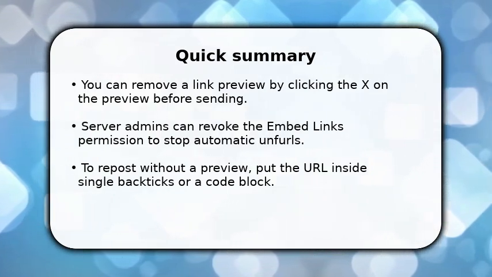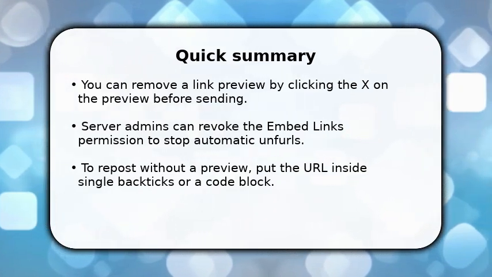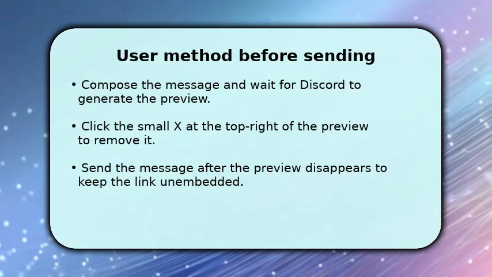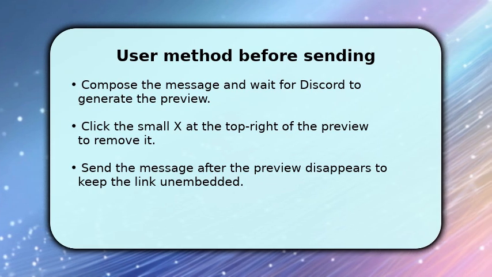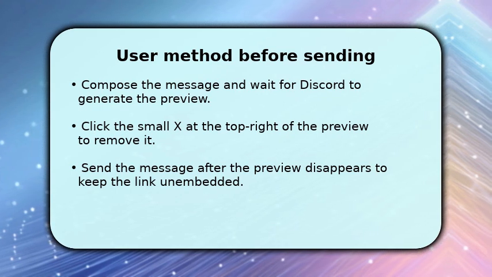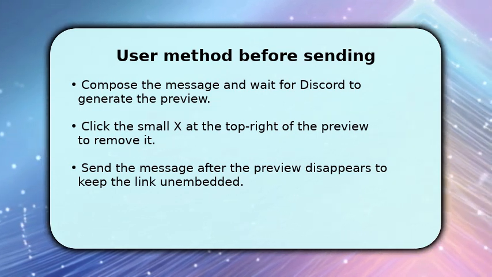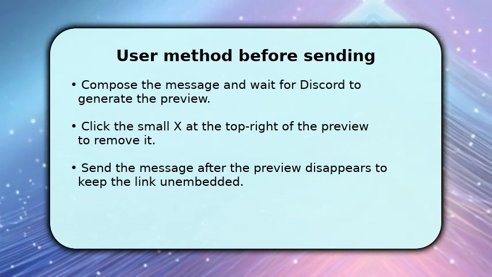If you already sent the message, delete and resend the link using single backticks or a code block to stop embedding. Compose your message and paste the full URL, then wait for Discord to generate the preview. Look to the preview's top right corner and click the small X to remove the embed immediately. Confirm the preview is gone and then send your message normally without a preview attached.